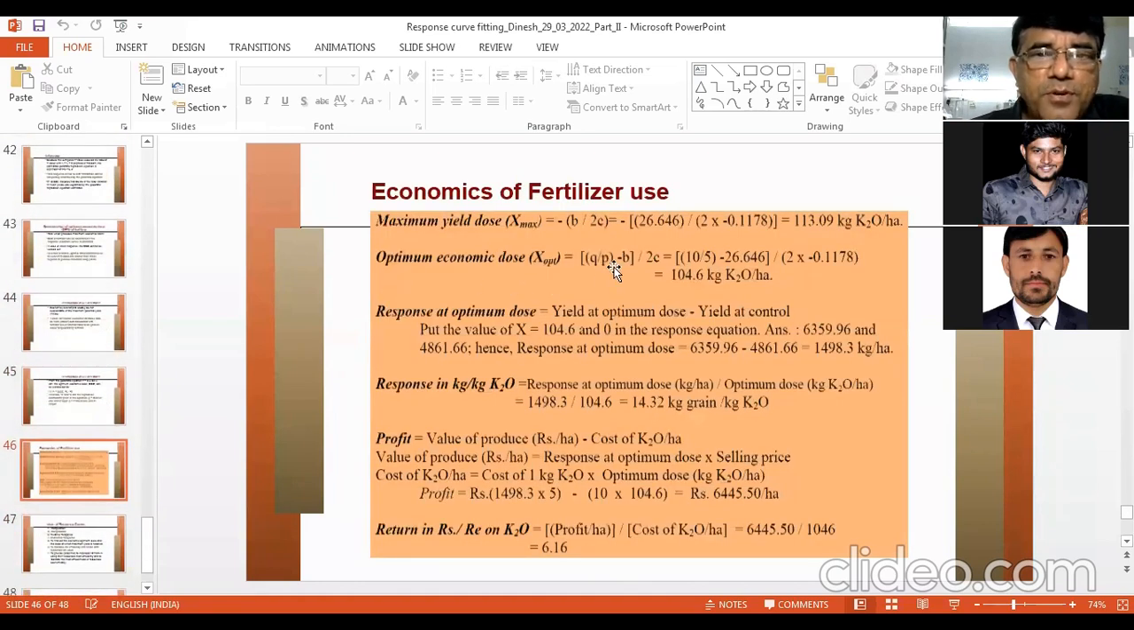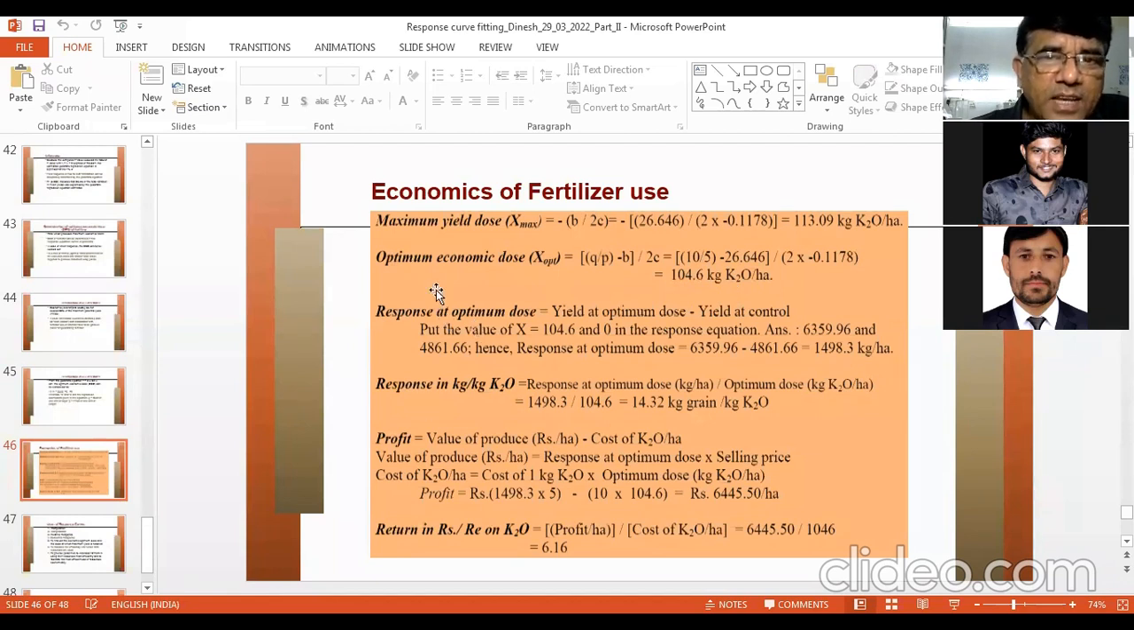So optimum economic dose is (q/p − b) upon 2c. Here you can put the values of q and p. Cost of 1 kg K2O is rupees 10. Price of 1 kg of rice is 5. So 10 by 5, minus b, and divide by 2 into c. c is −0.1178. So you get 104.6. This is your optimum dose.